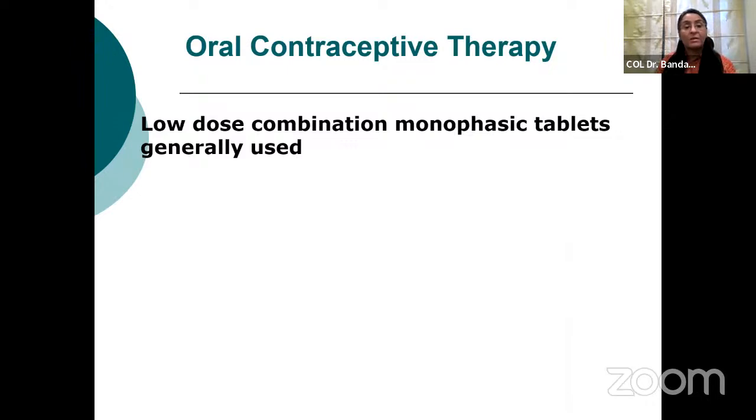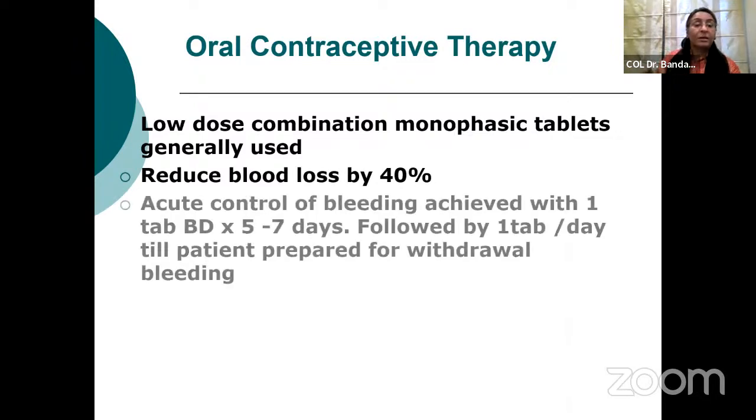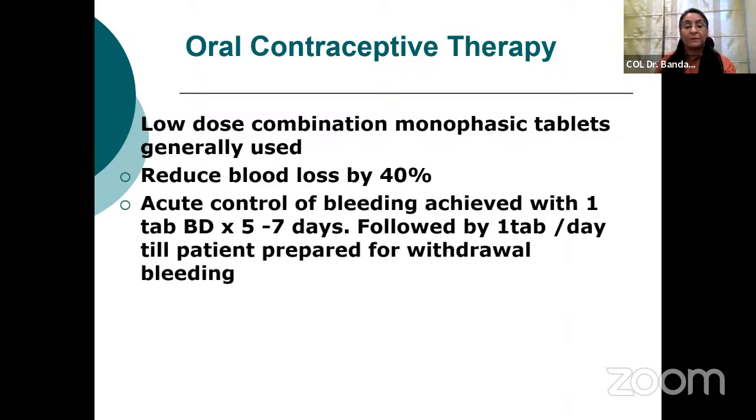Femilon and others are low dose pills, that means they have a lesser amount of estrogen, about 20 micrograms of ethinyl estradiol, and the progesterone component. And the normal dose pills have 30 micrograms of ethinyl estradiol plus a progesterone. So the combination pill can also be used to control the bleeding. It reduces the blood loss by 40%.